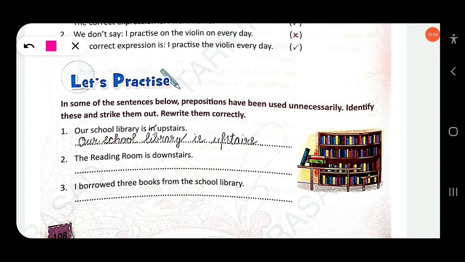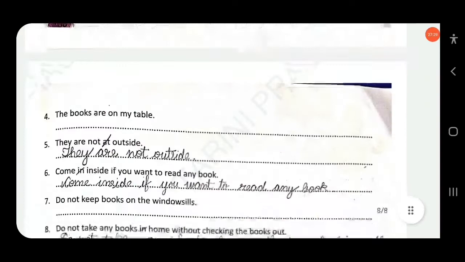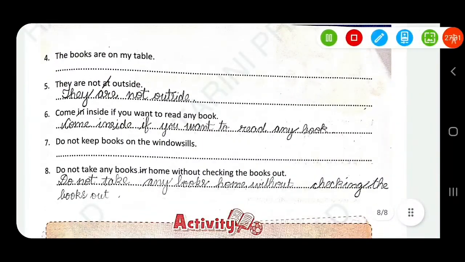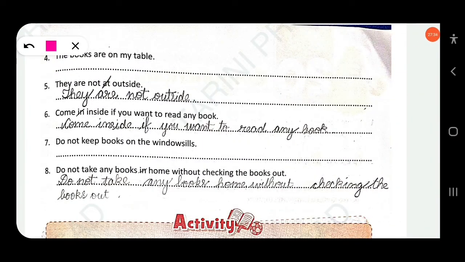Our school library is in upstairs. So this is wrong. We have to cross out in. Our school library is upstairs. Next, the reading room is downstairs. So this is a correct sentence. Then similarly, next, I borrowed 3 books from the school library. The use of preposition here is correct, so the sentence is also correct. Next, the books are on my table. So here you need not rectify it. This is already correct. The books are on my table.